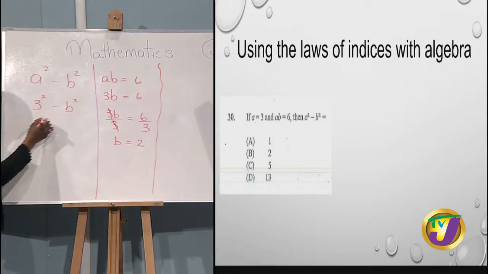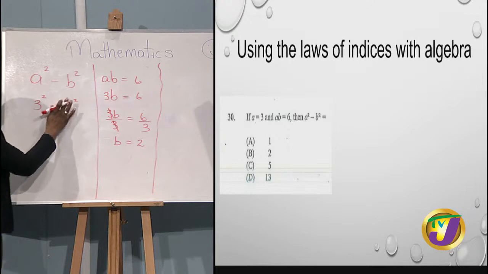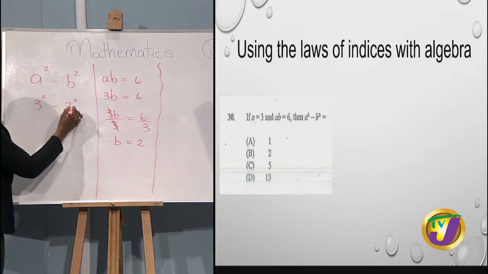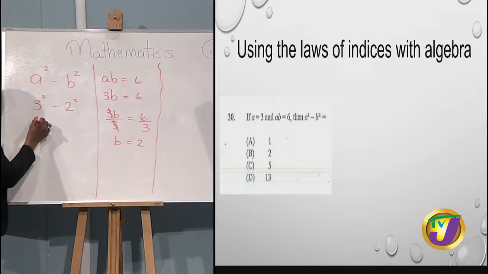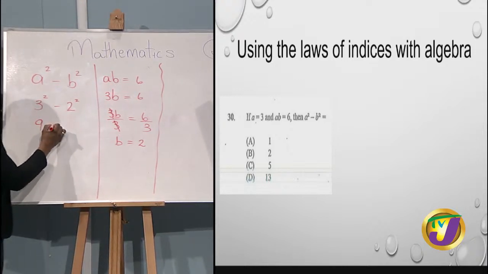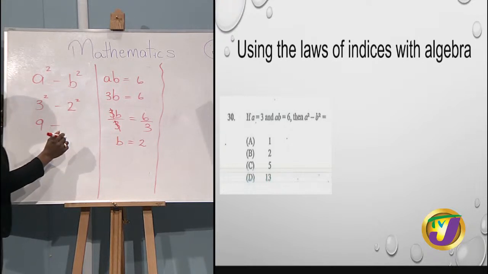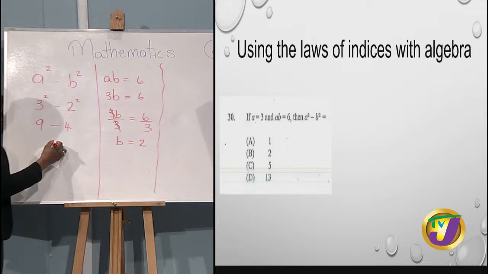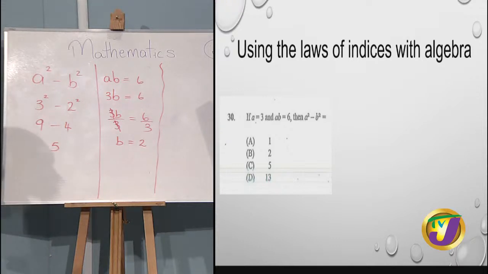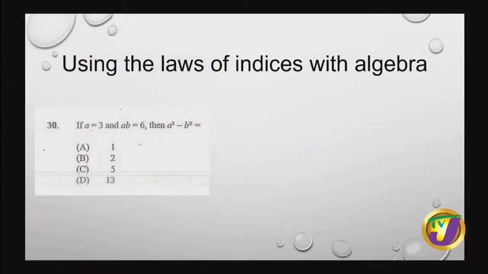So now we can go ahead and substitute b with 2. 3 squared, that's 3 multiplied by 3, gives me 9. Subtract 2 multiplied by 2 gives me 4. What is that? 9 subtract 4 gives me 5. So the answer is C, option C.